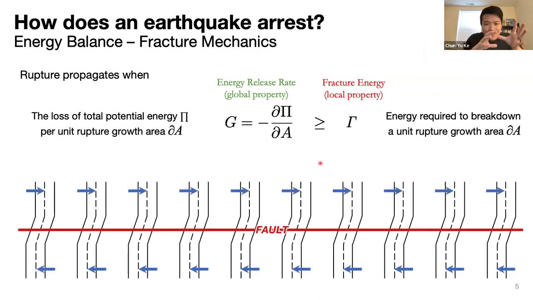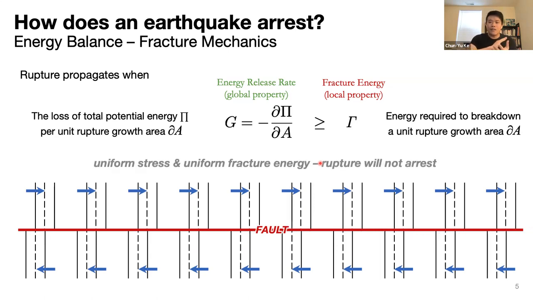So here, let's consider the simplest case where the stress is uniform and the fracture energy is also uniform. What will happen is that a rupture will not stop, will not arrest once it starts to propagate.